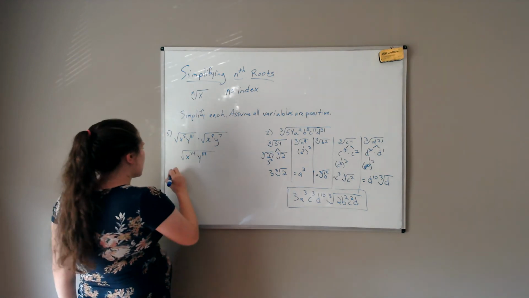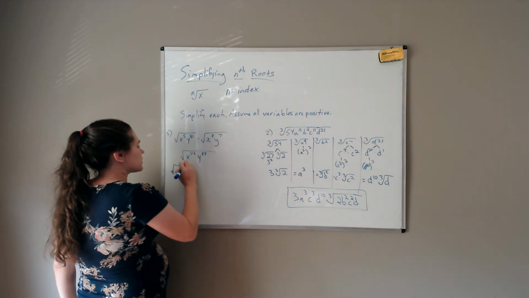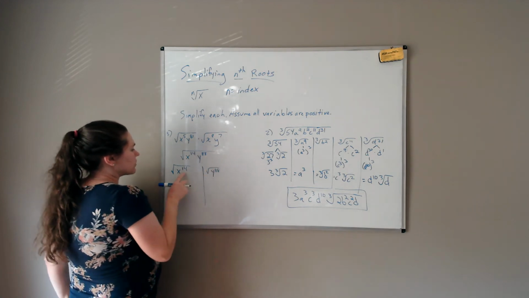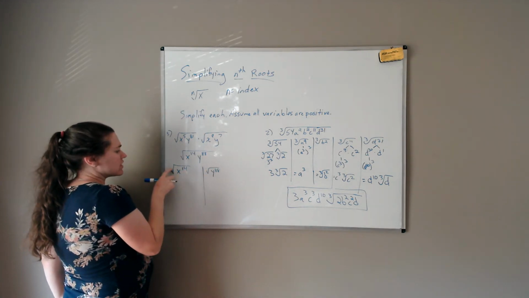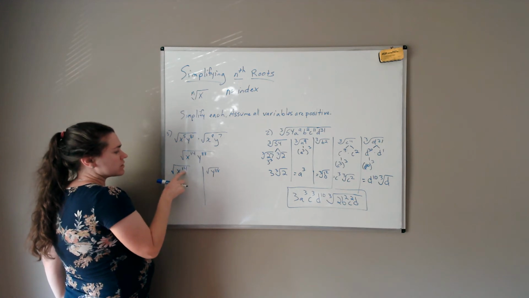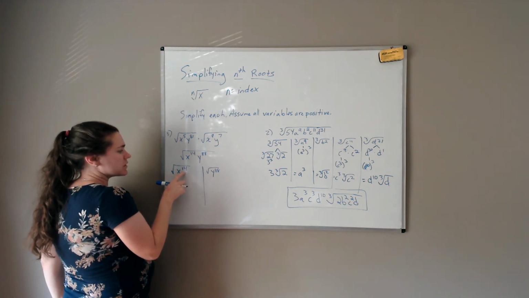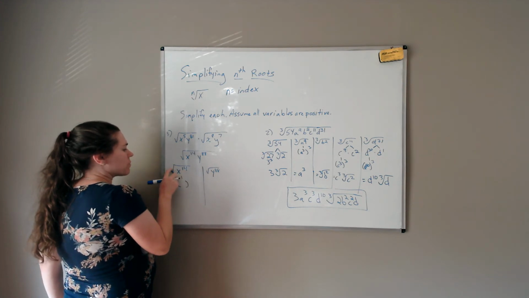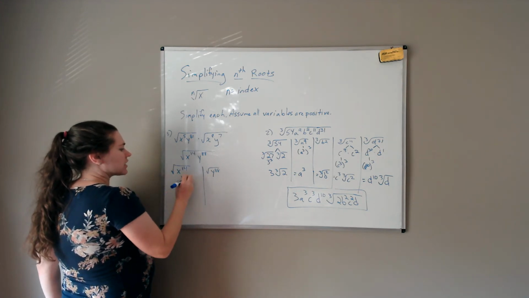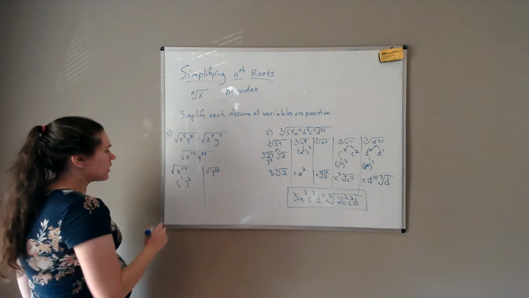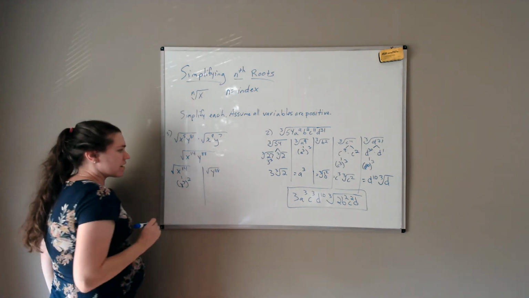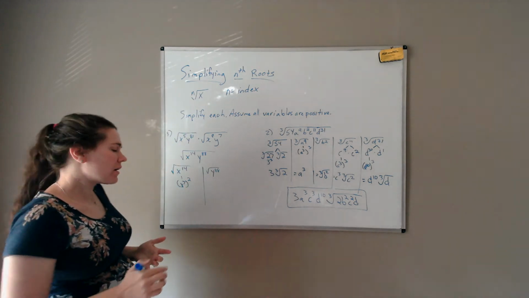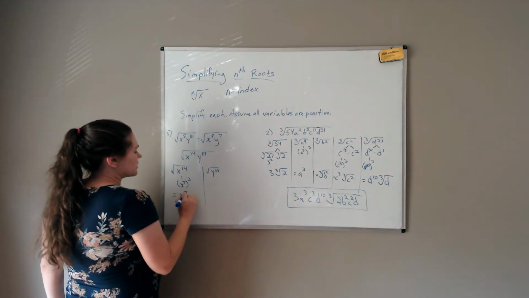So now I need to simplify the square root of x to the 14th and the square root of y to the 88th. So is 14 larger than or equal to the index? Yes, so that means it needs to be simplified. So x to the 14, is it a multiple of 2? Yes, so that means I can write it as something squared. What is that something? X to the 7th. That means I'll be able to make 7 equal groups of x squared. So this simplifies to be x to the 7th.